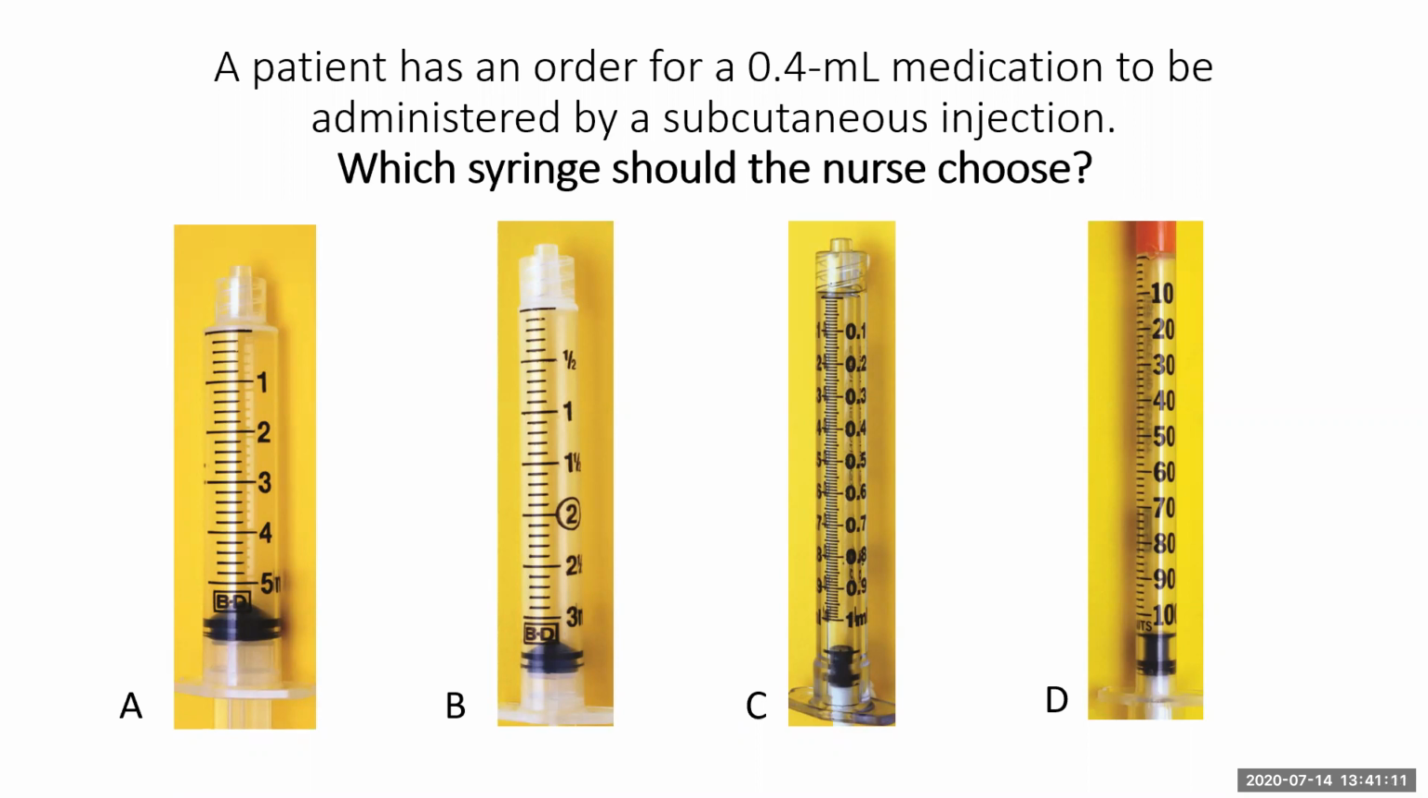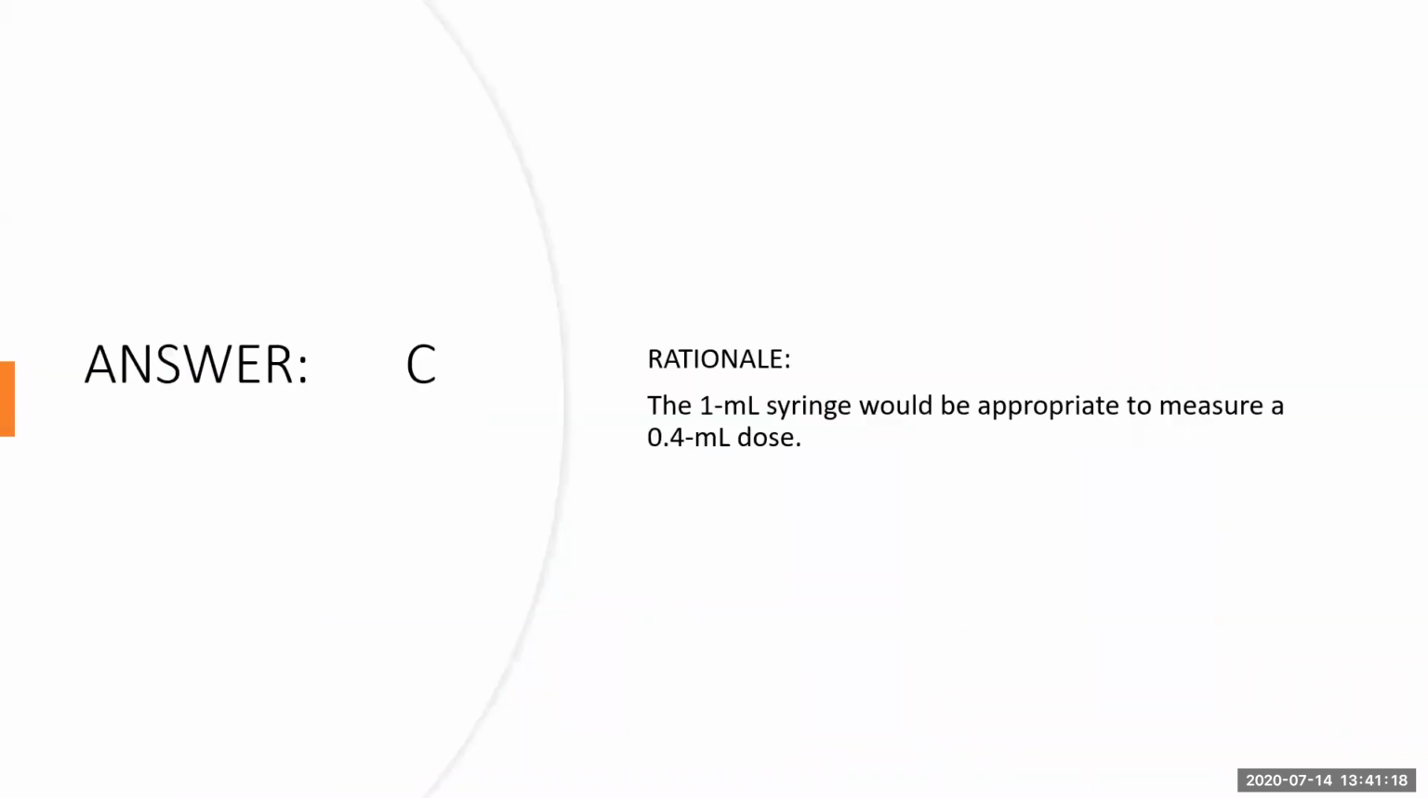All right, have you made your choice? Let's see if you were right. The correct answer is C. Here's why. The 1 ml syringe would be appropriate to measure a 0.4 ml dose. Let's look at the syringes again.